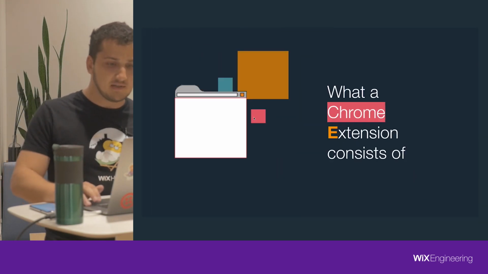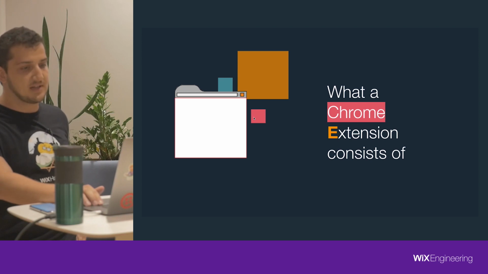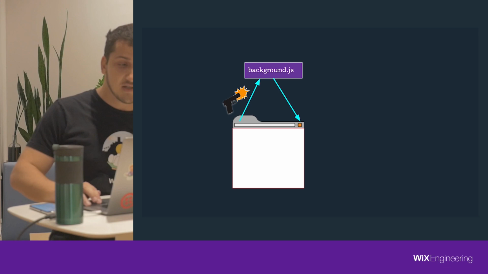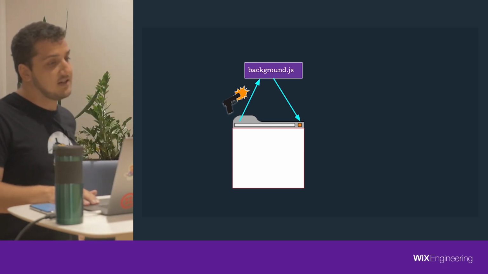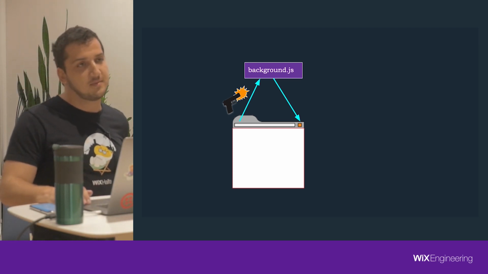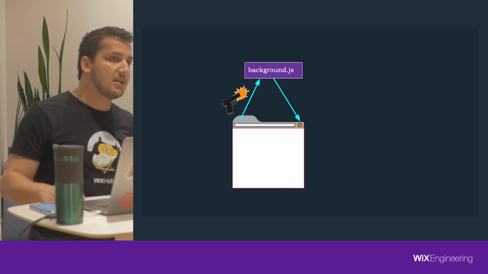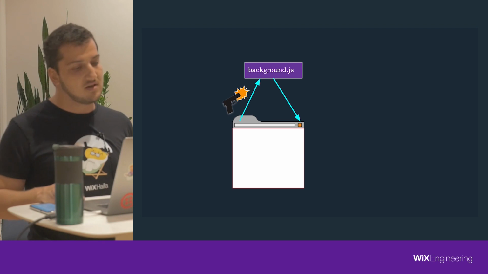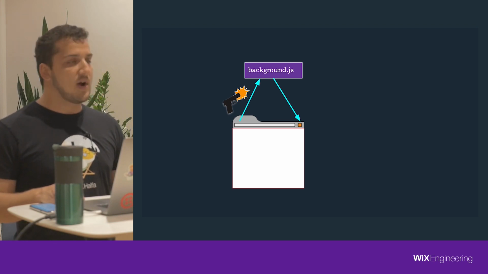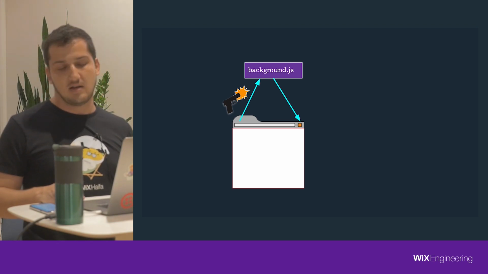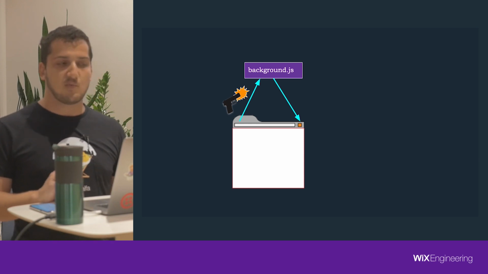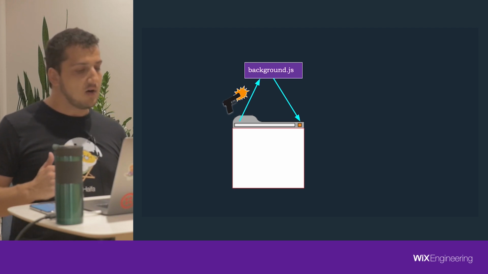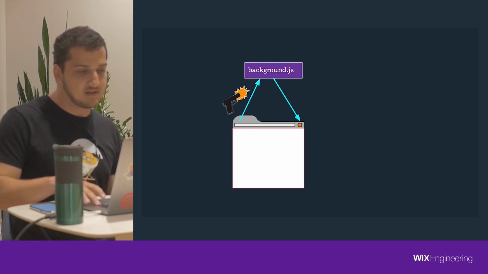And we're going to talk a bit about Chrome extensions and what a Chrome extension consists of. So the first player in the field is the background script. The background script is the part of a Chrome extension that listens to browser events such as web navigation, a new tab opened, a tab moved, or your extension has been updated. All kinds of browser events.